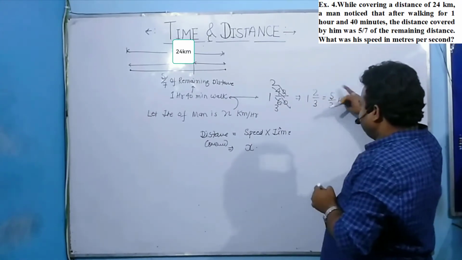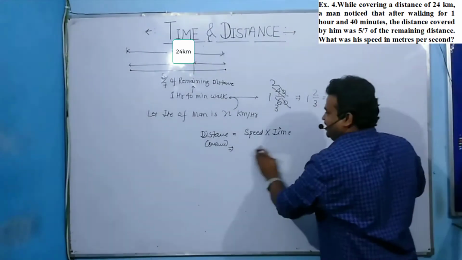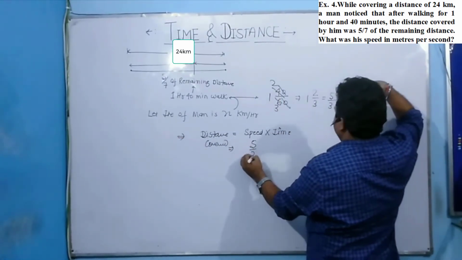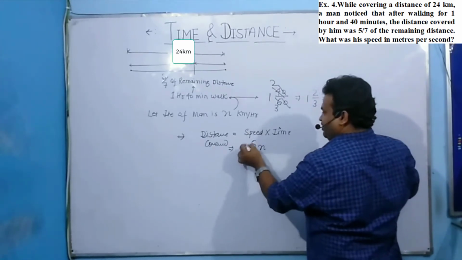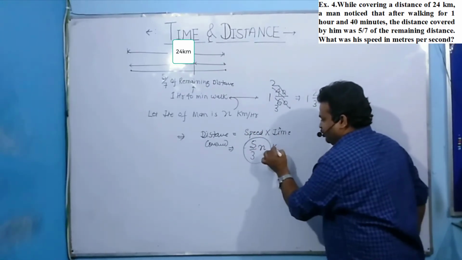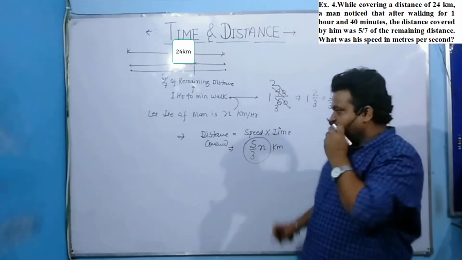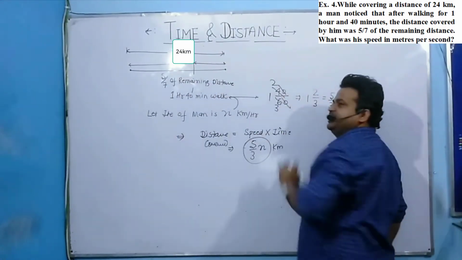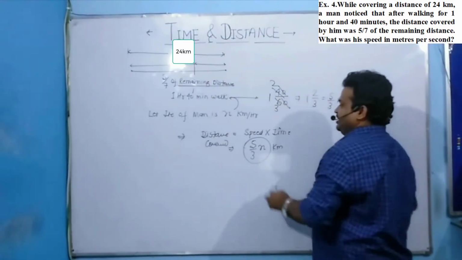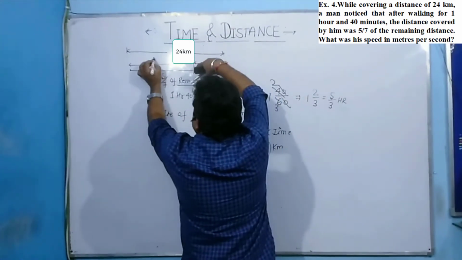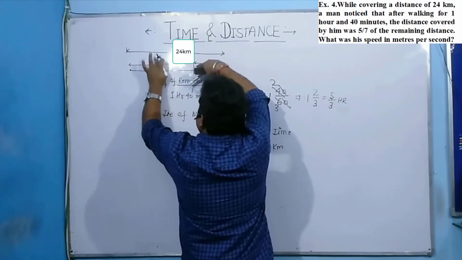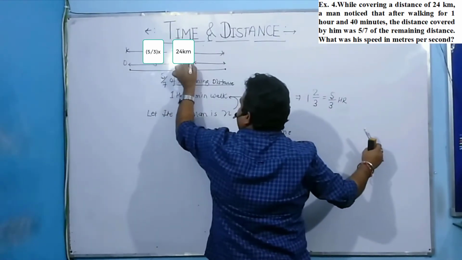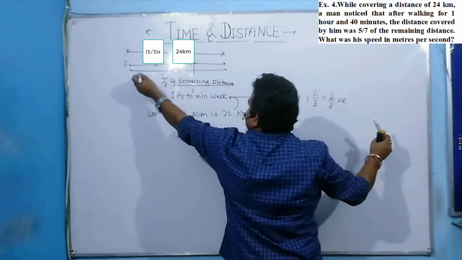At this time and with this speed, how much distance did the man cover? Time is 5/3 and speed is x, so he has already covered 5x/3 kilometers. This distance is 5/7 of the remaining distance. From O to A, this is 5x/3, and from O to B, it is 24.